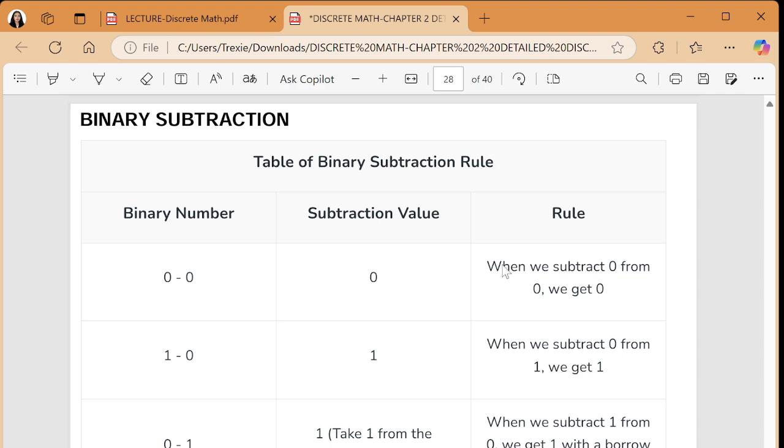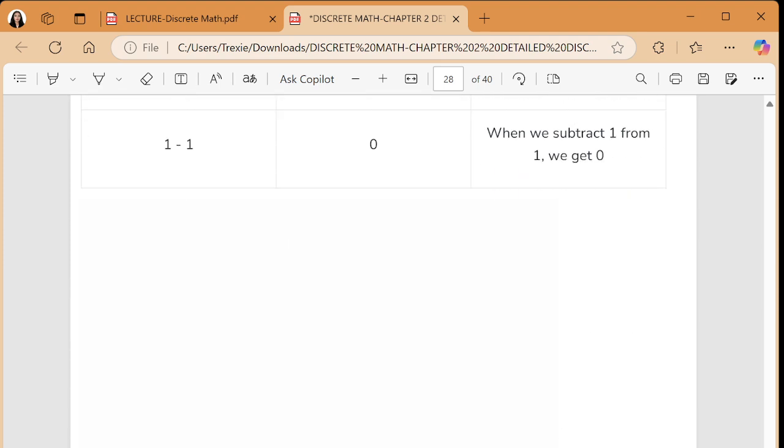So 0 minus 0, when we subtract 0 from 0, we get 0. 1 minus 0, when we subtract 0 from 1, we get 1. 0 minus 1, when we subtract 1 from 0, we get 1, then we need to borrow 1. 1 minus 1 is equal to 0, since when we subtract 1 from 1, we get 0.